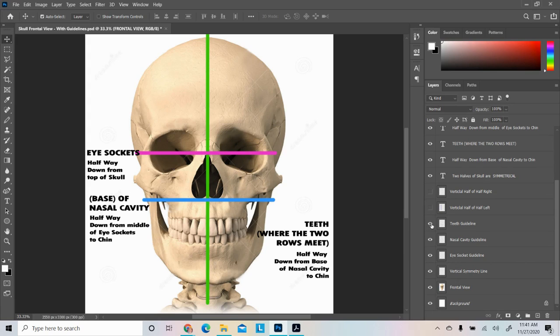So here is a guideline for the teeth. And it really represents that line where the two rows of teeth meet together. And if it's a fleshed face, it would be the separation between the two lips. Or if a person is smiling, you could still say it's the separation where the two teeth meet. Okay? So when we go to do our drawing of the skull or even of a fleshed face, we're going to put these guidelines in as a reference point to make sure that everything is lining up where it needs to be, proportionally in relation to each other.